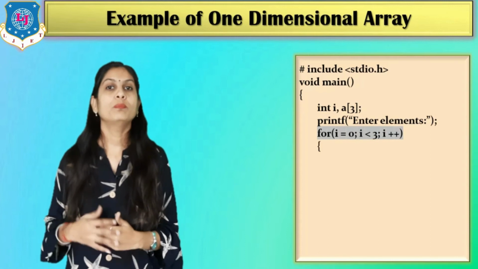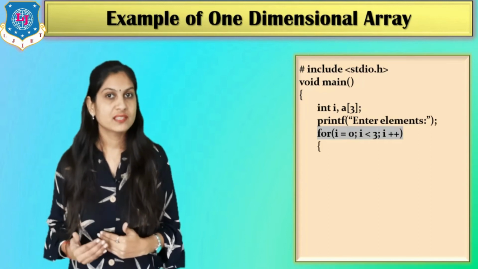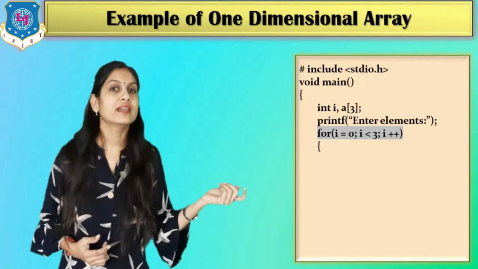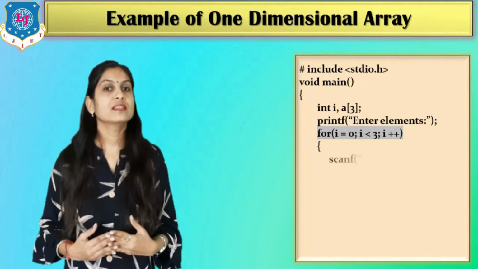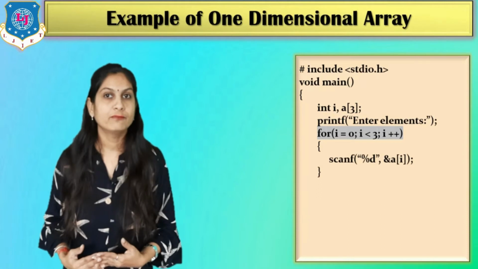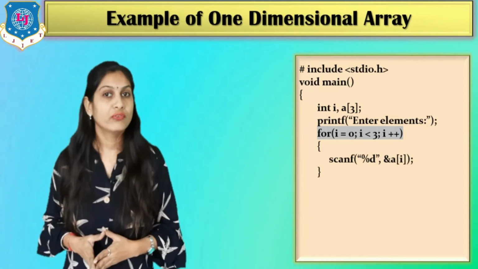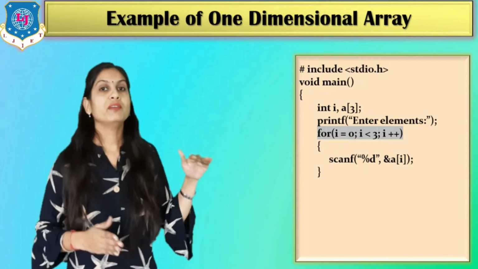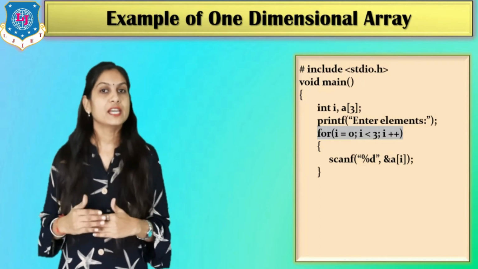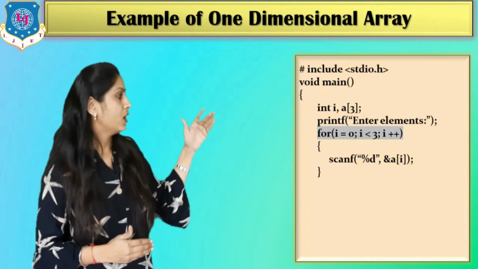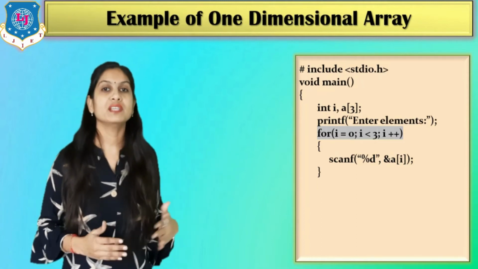Then in a for loop, i starts with 0 always, because the array index starts with 0, i less than 3, and then i plus plus. Inside this for loop we have to write the scanf function, %d and &a[i]. This part will be fixed whenever you are writing any program using a one-dimensional array. Now after that our logic will start.